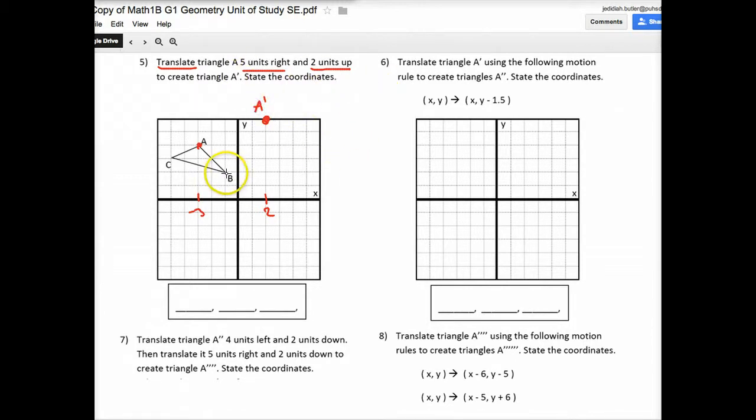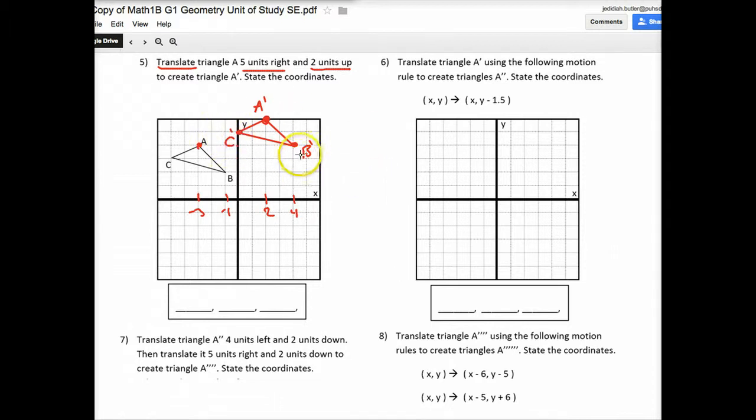And let's see where B prime would go. So it's 5 units right. It is at -1 here, but 5 to the right would go to 4. 2 units up would now be there. Similarly, C prime, 5 units right, 2 units up would put us right here. There we go. And then let's do straight lines here to connect these. Excellent. Let's label these so we know what's what. This is B prime and this is C prime.